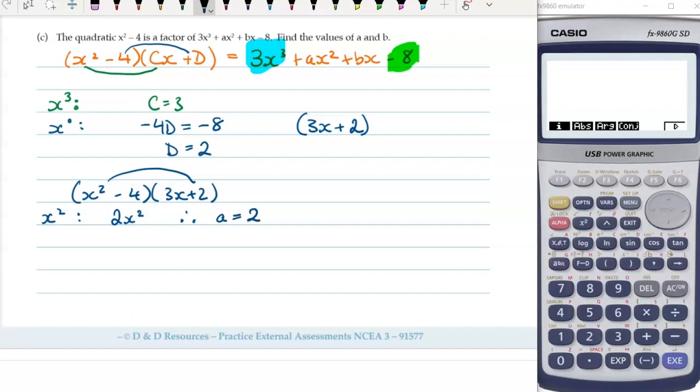Now if we look at the x terms, to make x terms here, the only way to do it is to do the minus 4 times 3x. So we would have minus 12x. Therefore the b is 12 because that's what's going to go into this bit just here. If that expansion was multiplied through, we would end up with 3x cubed plus 2x squared plus 12x minus 8.